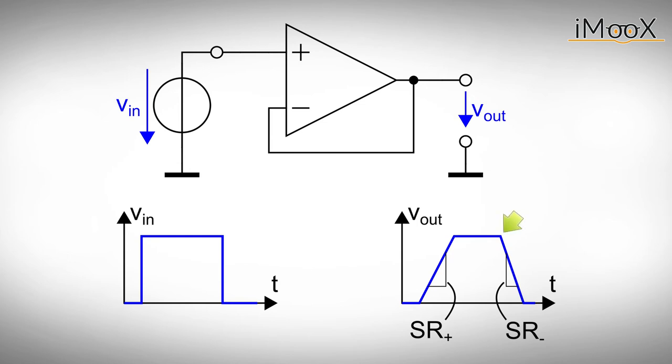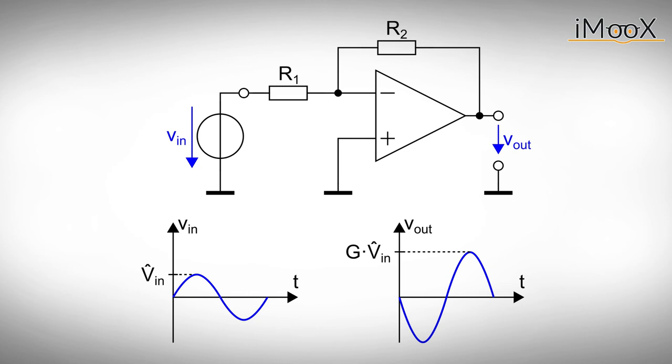slew rate. In addition, the slew rate of rising and falling edges are in general not equal, and our operational amplifier might have an easier time to decrease its output voltage than increasing it. Unfortunately, the slew rate does not only put a limit to the maximum operating frequency, but also to the maximum amplitude of our input signal and the gain of our circuit. But how so? Let us investigate a small example.